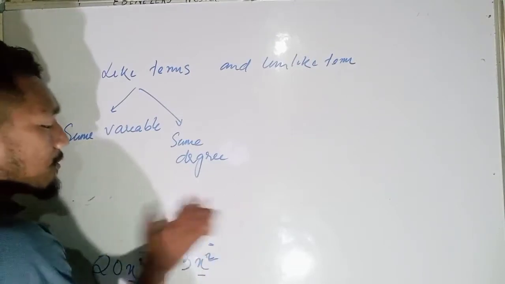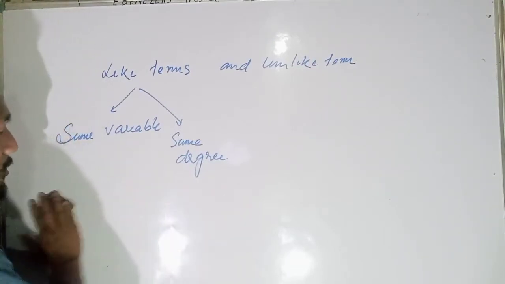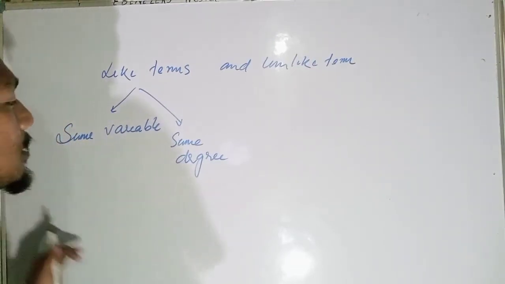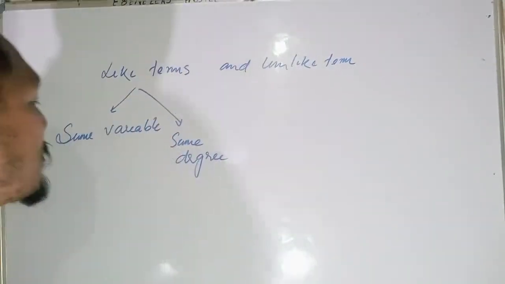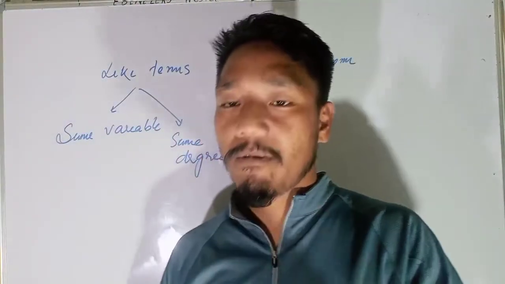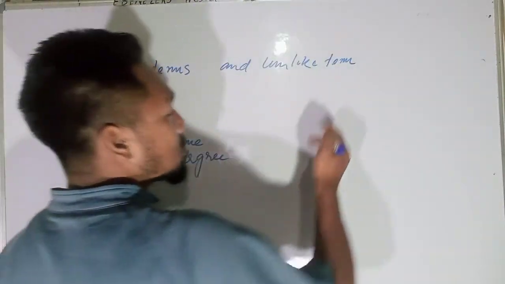So to be like terms, what are the conditions needed? It should have the same variables and it should have the same degree. Okay, it should have the same variables and the same degrees. Clear about this one?